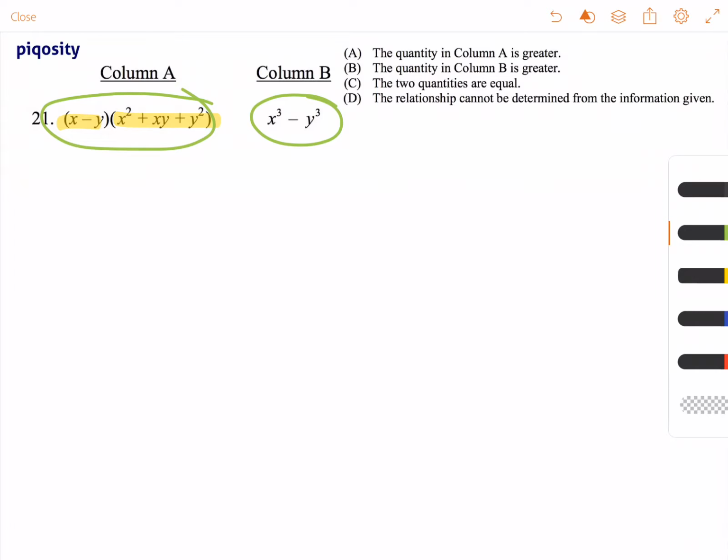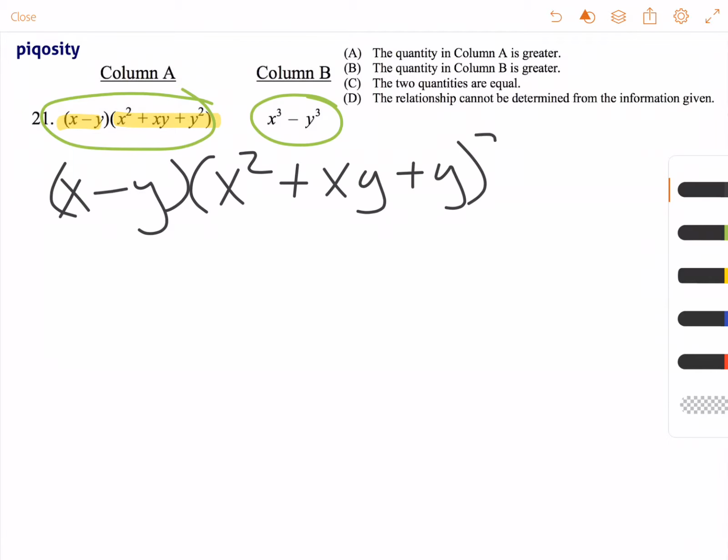Now, your first inclination might be to say that the relationships cannot be determined, but let's see if we can't reduce this down some. So if we have x minus y times x squared plus xy plus y squared, we're basically going to be multiplying this x value to each of these things in turn. And it works the same way as FOIL. With binomials, you're doing the same thing with this binomial and trinomial. And then you multiply the y to each of these things.